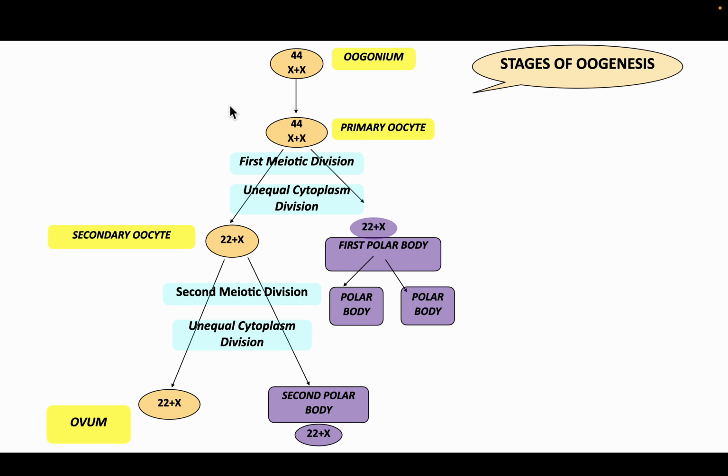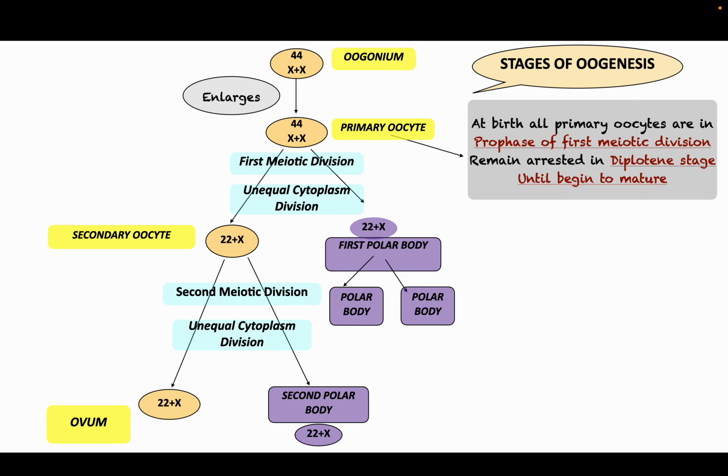Now, what are the stages of oogenesis? Primordial germ cells form the oogonium. This oogonium enlarges to form the primary oocyte. At birth, all primary oocytes are in prophase of the first meiotic division and they remain arrested in the diplotene stage until they begin to mature. The number is about 40,000.